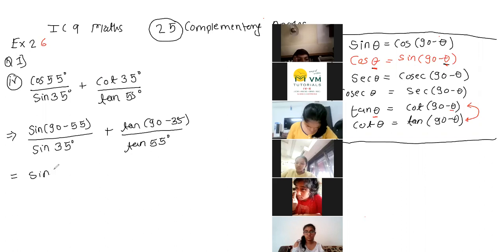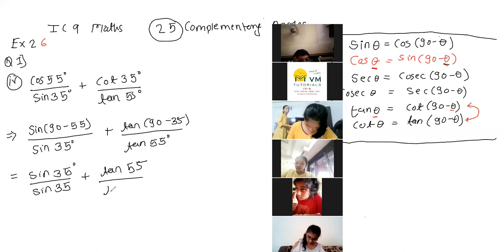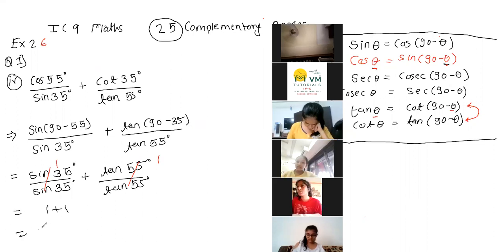So sine 90 minus 55 becomes 35. This is also sine 35, plus tan 90 minus 35 is tan 55, and the denominator is also tan 55. So this cancels, this is also one, this is one. So in between there is the plus sign, and 1 plus 1, your answer is 2. Next sum.